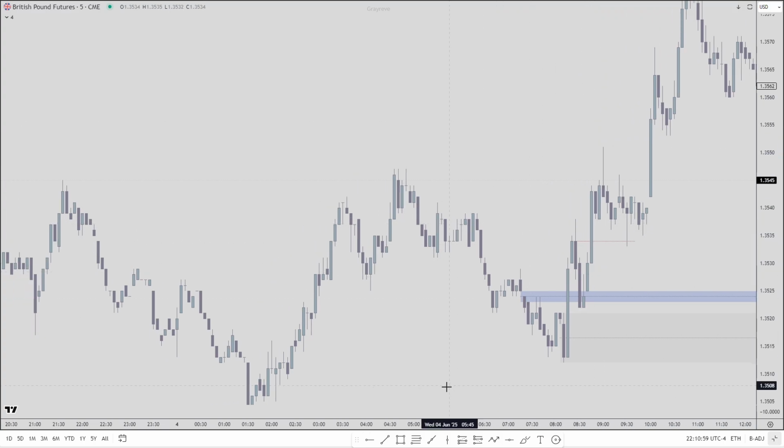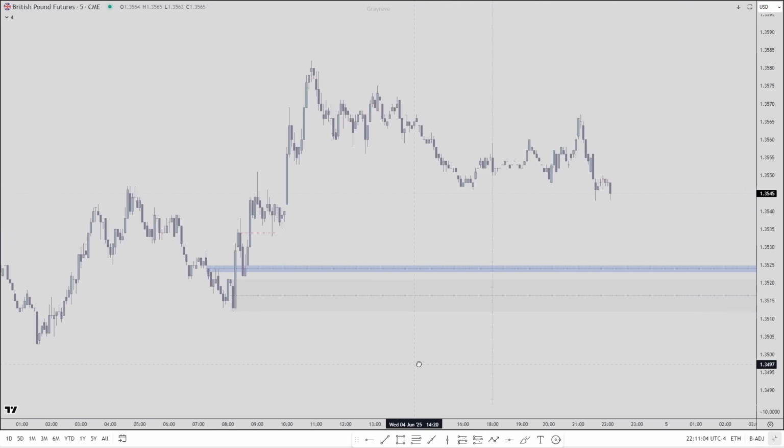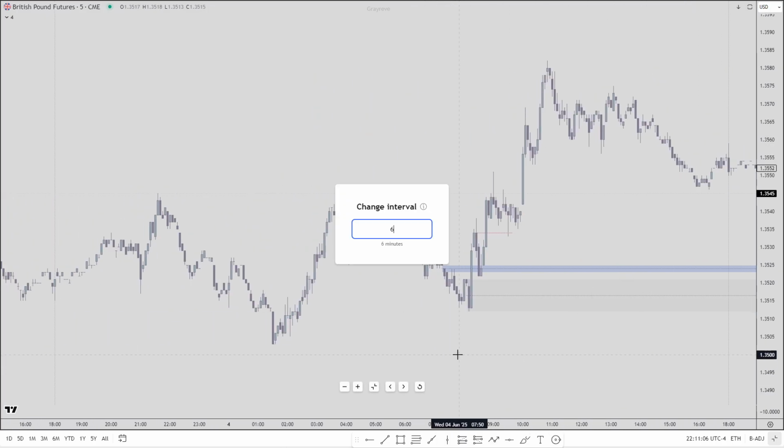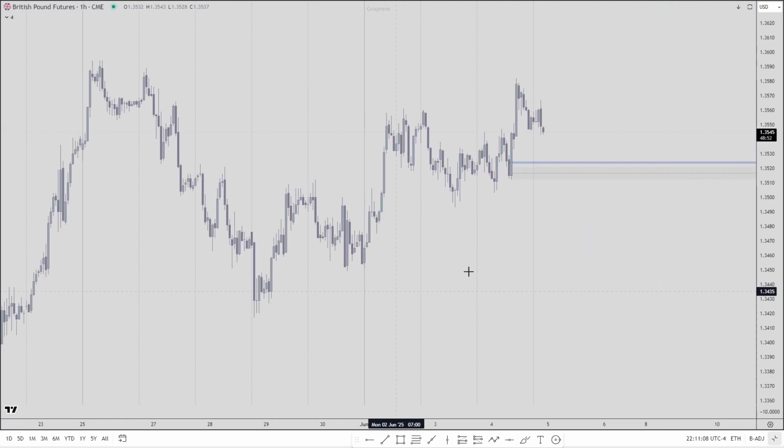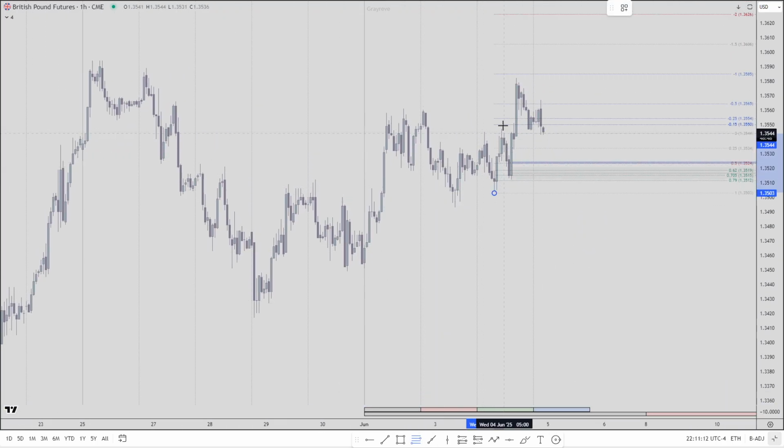So the targets you can look for, you can look for Monday's high, or if you want to, you can project the range, right? So over here you have two entries for this particular expansion right here.